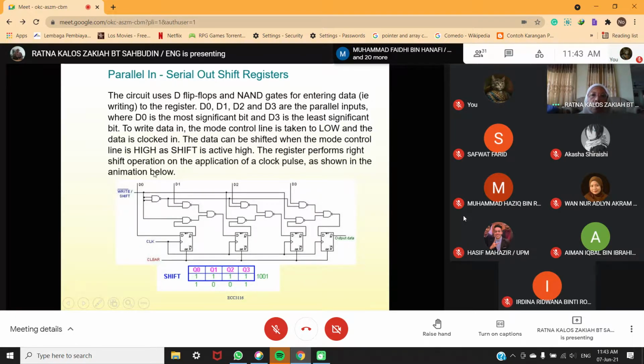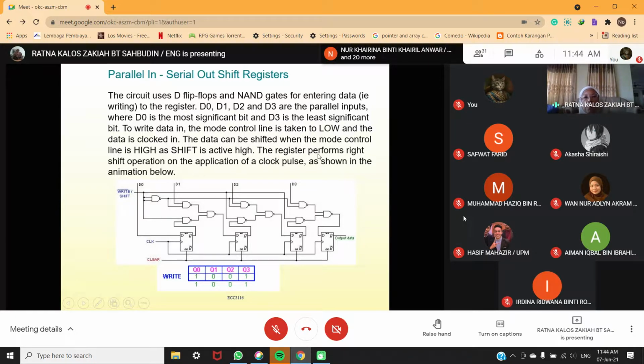So to write data in, the mode control line is taken to low. Okay, so you have a bar here, right? And the line is high as shift is active high. So at shift here, there is no bar on the shift, meaning it's high. It is high to shift, yeah?